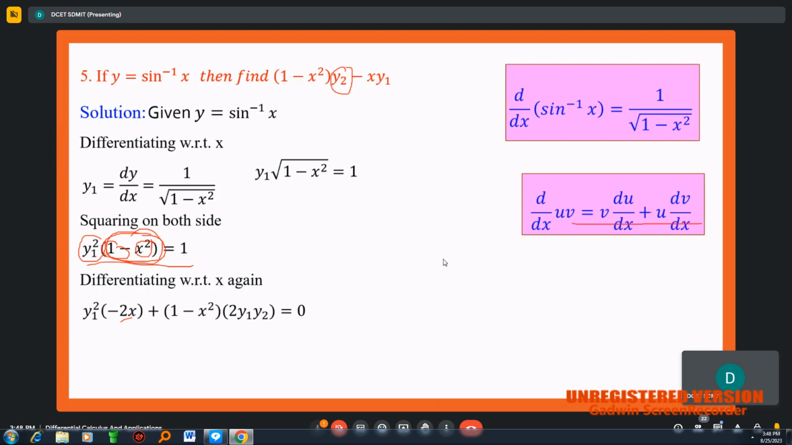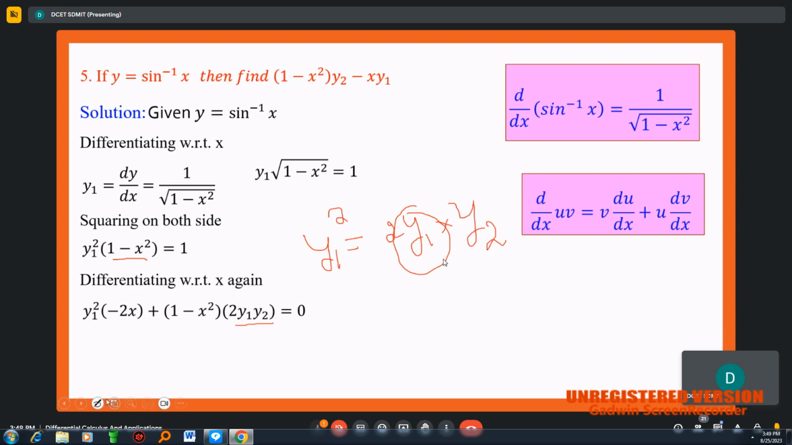Okay, plus u is constant. What is the u here? The second term, 1 minus x square, is a constant. Differentiation of y1 square: that is 2 into y1, into again the differentiation of y1. What's the differentiation of y1? It is nothing but y2. So that is 2 into y1 into y2 equal to 0.